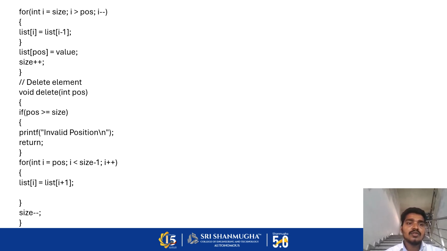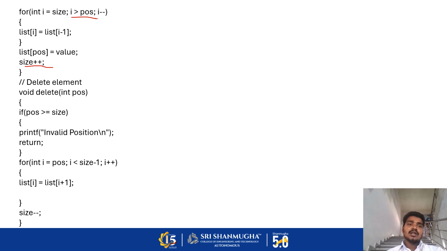Next, for shifting elements: for int i = size; i >= position; i--, list[i] = list[i-1]. After shifting, you can add the new element in the list: list[position] = value, and size++. The increment makes the size increase for the added value.